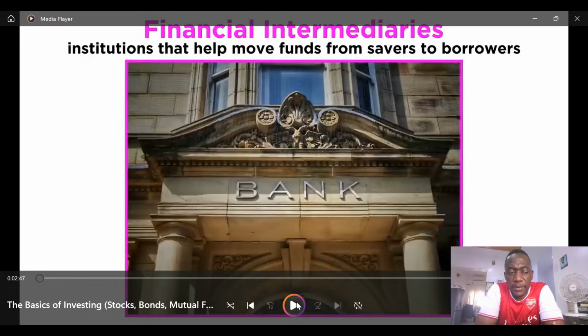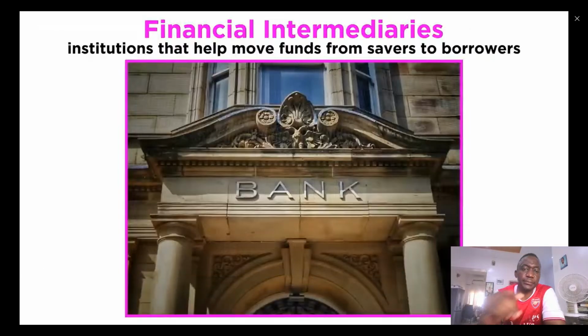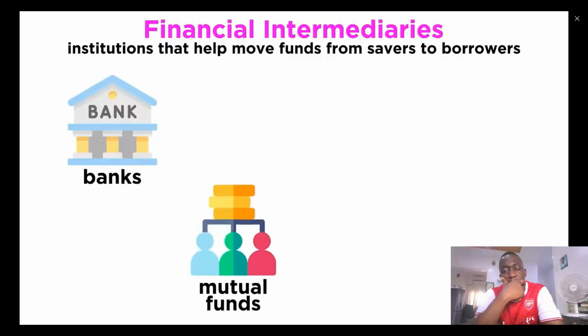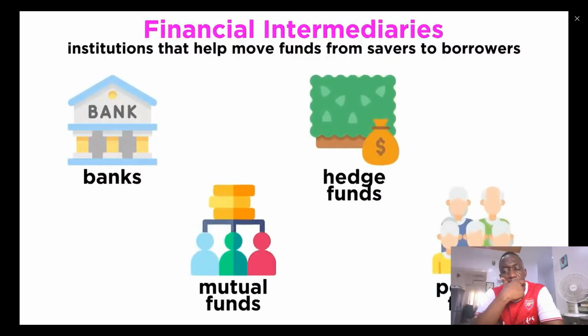If the bond is listed for 18% interest, you're sure of getting your 18% interest, but interest rates are not constant. They depend on what the government decides; the central bank decides interest rates. Financial intermediaries move money from savers to borrowers. They include banks, which we learned about in the previous tutorial, but they also include mutual funds, hedge funds, and pension funds.